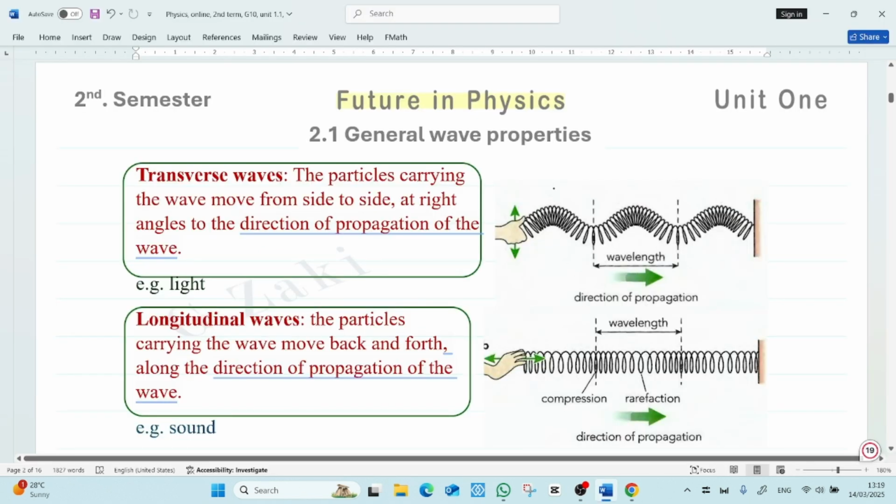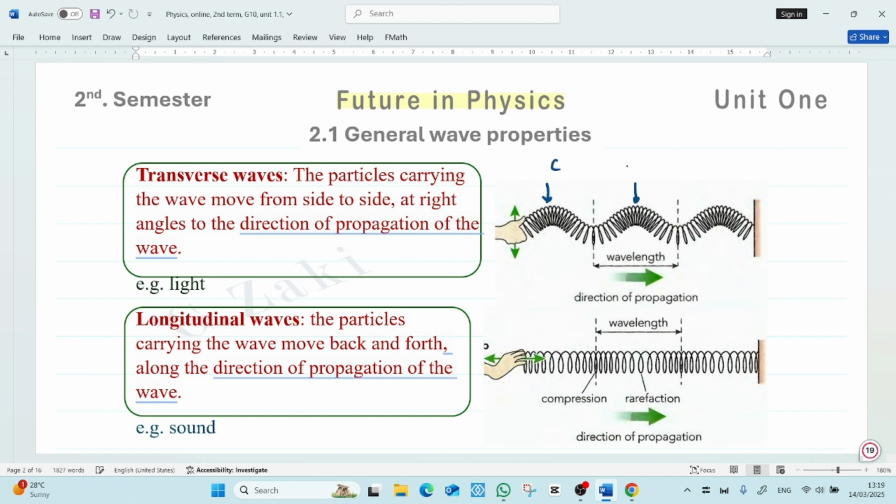Here you can see we have a crest and a crest. So the distance between two successive crests is the wavelength. An example of a transverse wave is light. In a longitudinal wave, the particles carrying the wave move back and forth along the direction of propagation of the wave. Here you can see this is compression, this is rarefaction, this is compression. So the distance between two successive compressions is the wavelength.